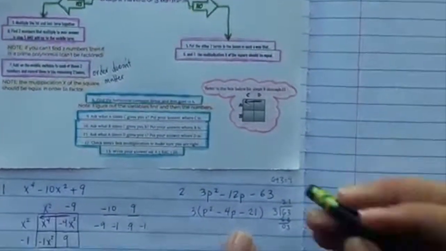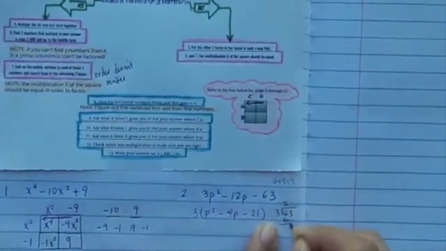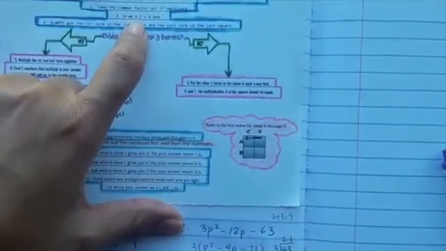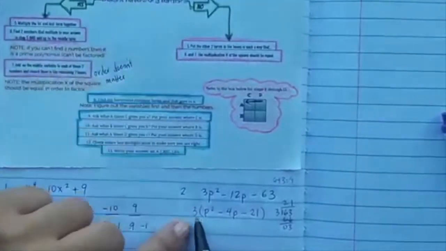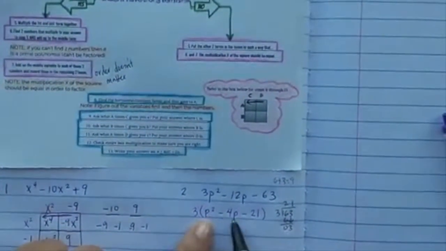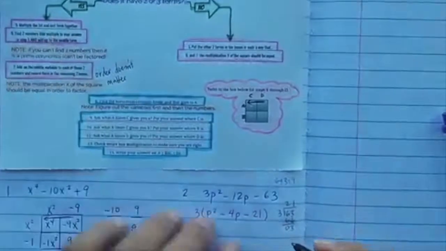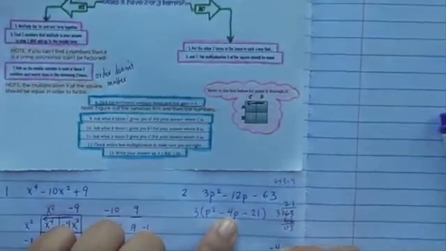Once it's factored out, does it have 3 terms, yes or no? It does, so we're going to go to the left. You draw your 2x2 box and put the first term in the first box, which is now going to be p squared. The 3 is going to be in your answers, one of the factors. So now this is what's left, this parentheses. So p squared in the first box, negative 21 in the last box. Then we multiply the first and last term together: 1 times negative 21 is negative 21, and negative 4 is the middle.